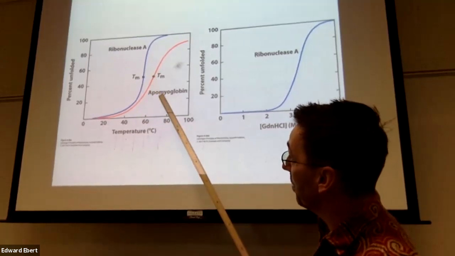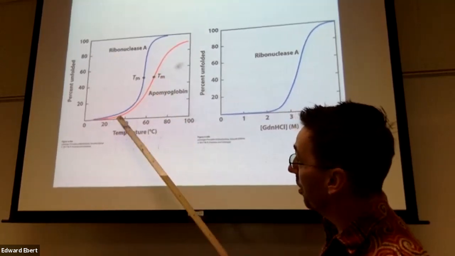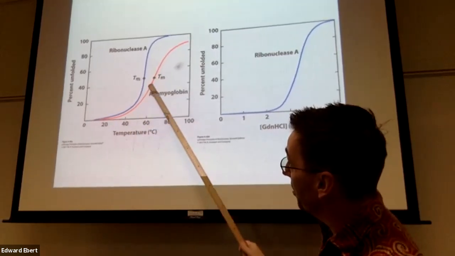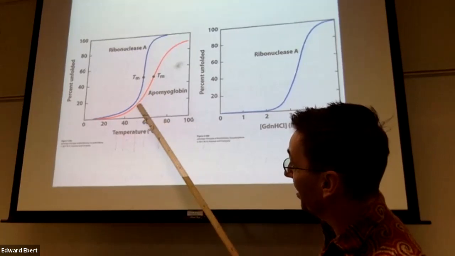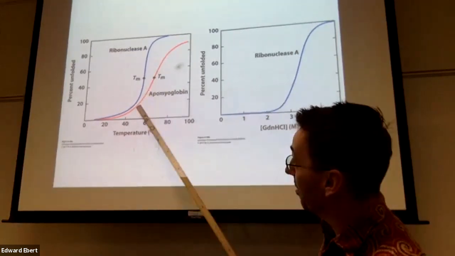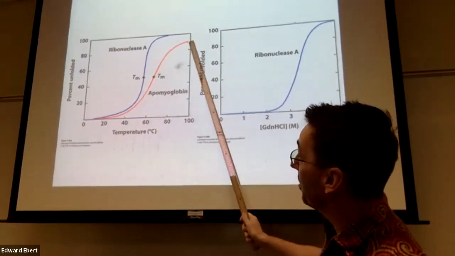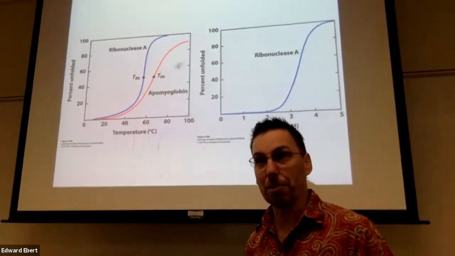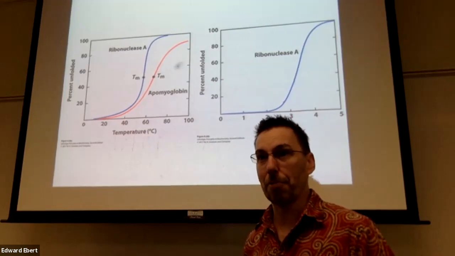Okay? If you compare this to apomyoglobin, we can see that it's stable up until about 70 degrees, but it starts unfolding somewhere around 55, 60. So it starts unfolding in the same region, but it's a little more stable over a wider temperature range there. But still, as we heat it up, we cause it to unfold.